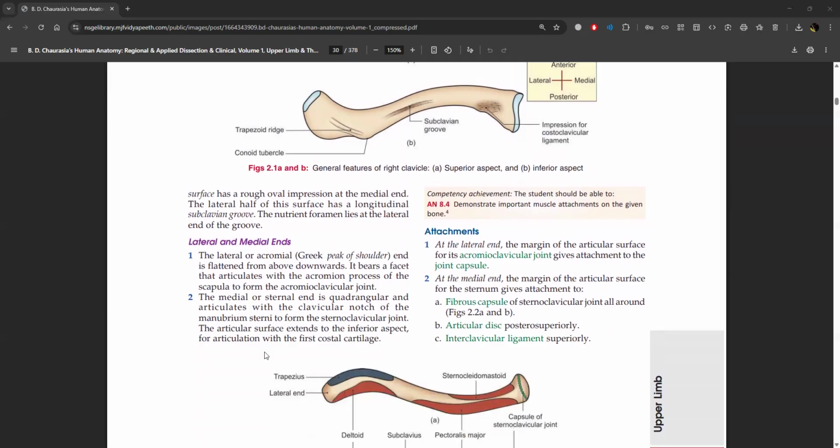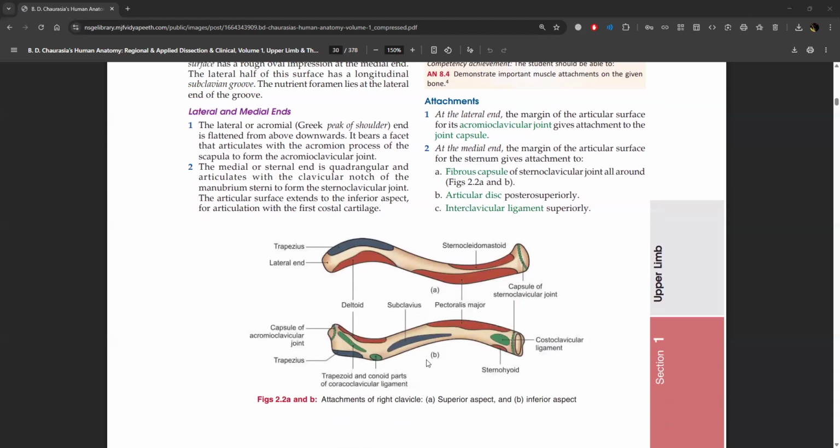Lateral and medial ends. Number 1. The lateral or acromial end is flattened from above downwards. It bears a facet that articulates with the acromion process of the scapula to form the acromioclavicular joint. Number 2. The medial or sternal end is quadrangular and articulates with the clavicular notch of the manubrium sterni to form the sternoclavicular joint. The articular surface extends to the inferior aspect for articulation with the first costal cartilage.